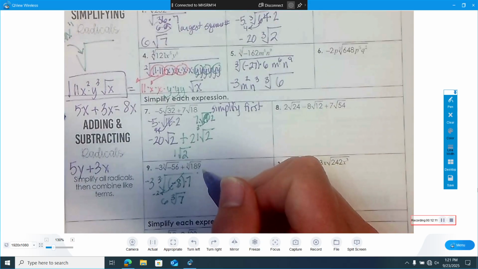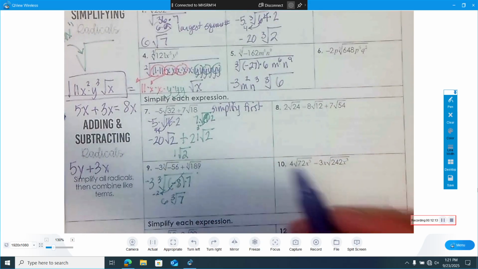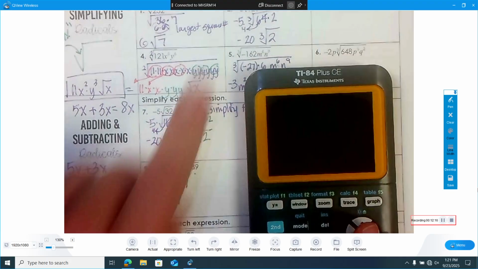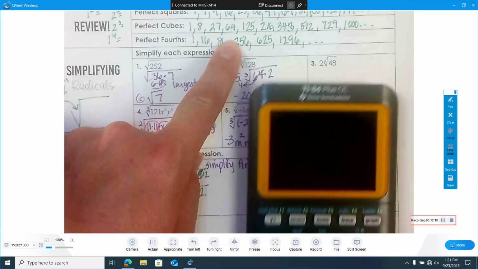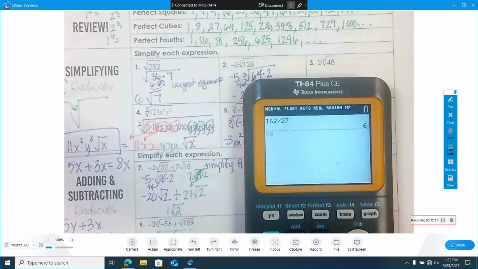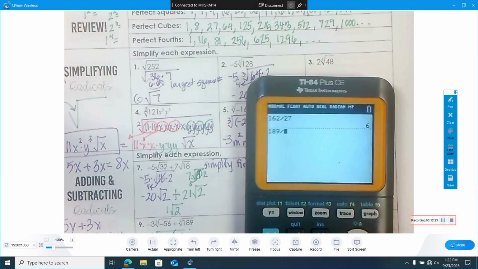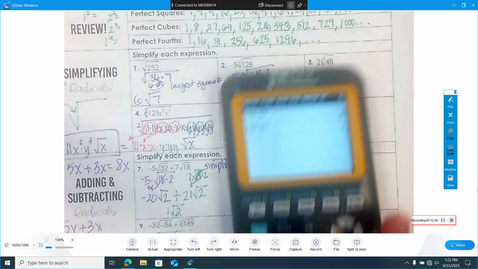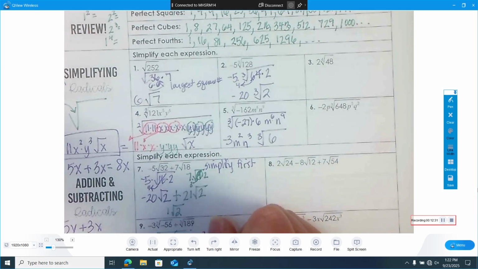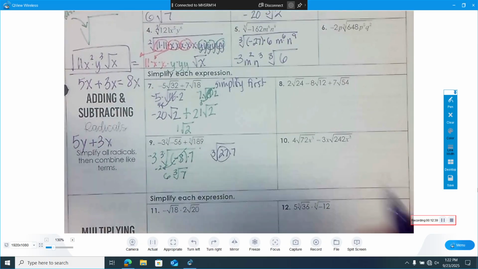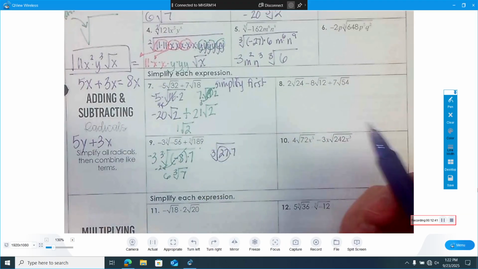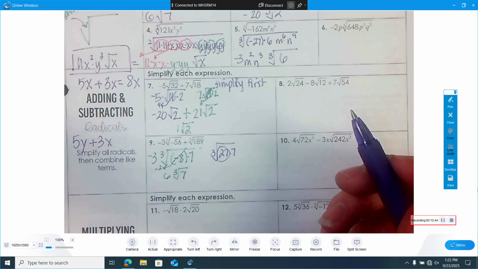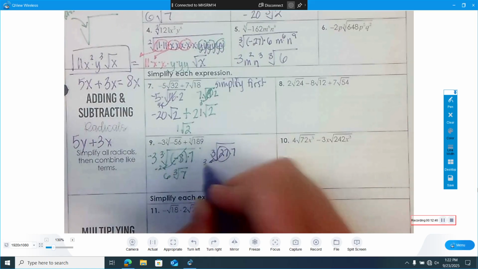And then the cube root of 189. Again, I'm looking for perfect cubes. So my perfect cubes, let's see, 189. 189 divided by 27? Oh, okay, 27 times 7. So that would be the cube root of 27 times 7. And again, what's the cube root of 27? 3. So a 3 escapes.